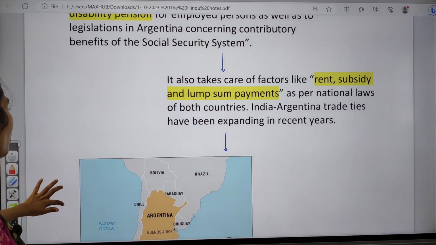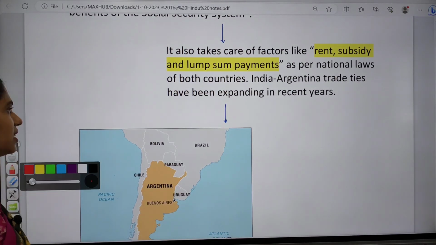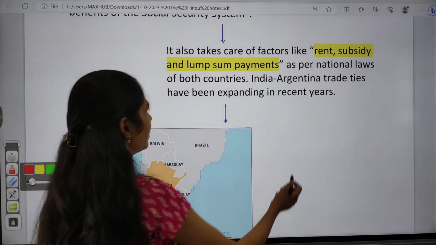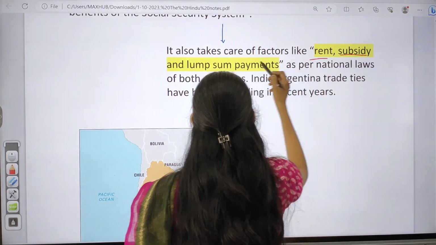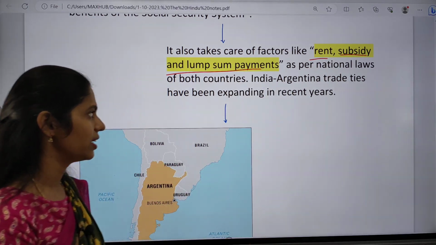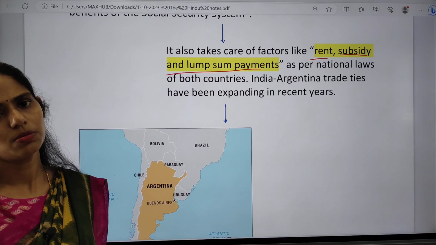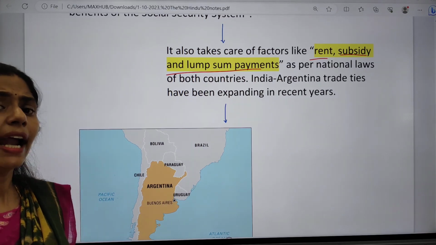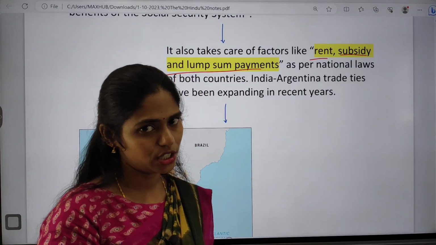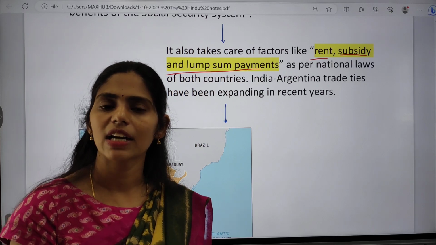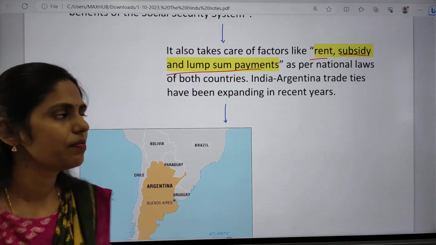Next, it also takes care of factors like rent, subsidy and lump sum payments, etc. In this way we can improve the trade relations between India and Argentina, and even improve the bilateral relationship, such that our Indian diaspora will benefit.